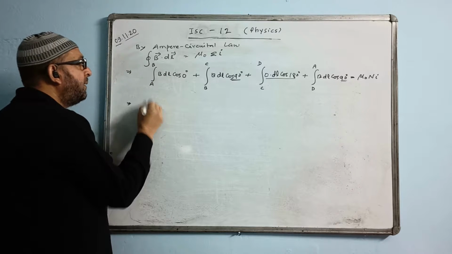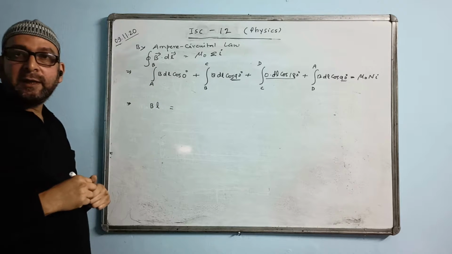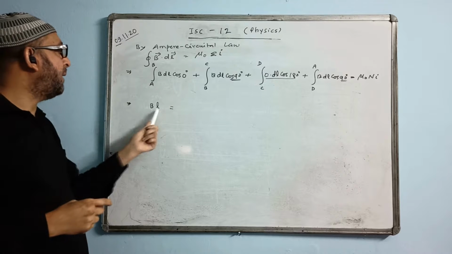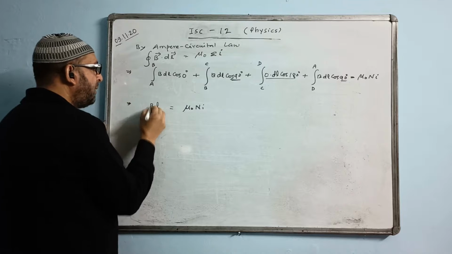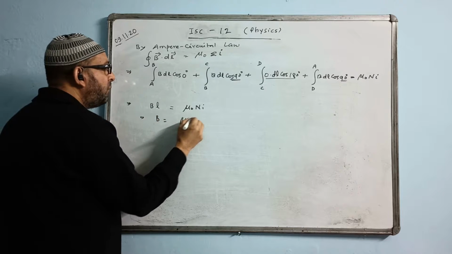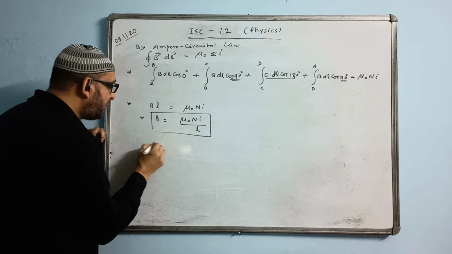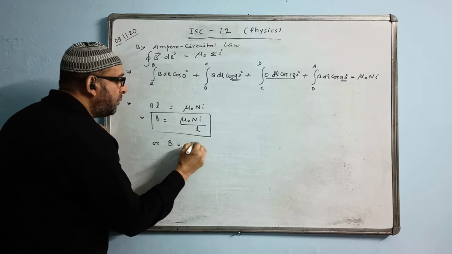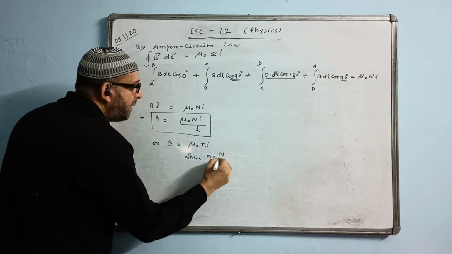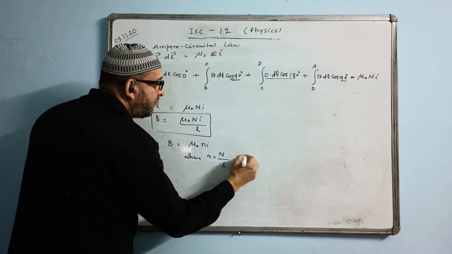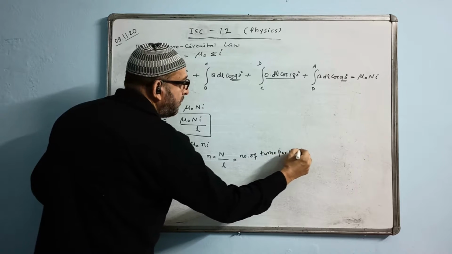So here we write B, and the integration of dl becomes L. Integration of dx is x, so integration of dl will be L. On that side we have only mu naught and N I. Making B the subject of the formula, the B value becomes mu naught N I by L. So this becomes the formula. Or this formula we very often write as B equal to mu naught n I, where small n is N by L. This is called the number of turns per unit length.